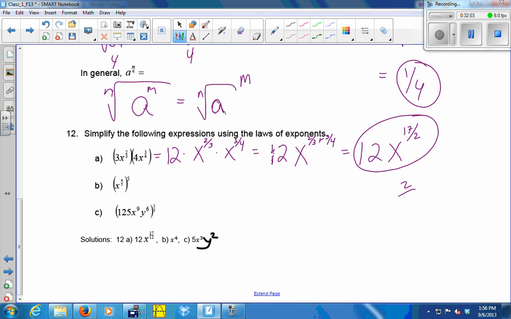So 2/3, I'm doing 2/3 plus 3/4, right? Multiply this by 4/4 and this by 3/3, 8/12 plus 9/12. Okay, thank you for fixing all of our mistakes.